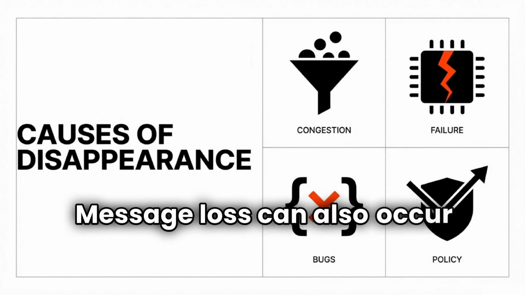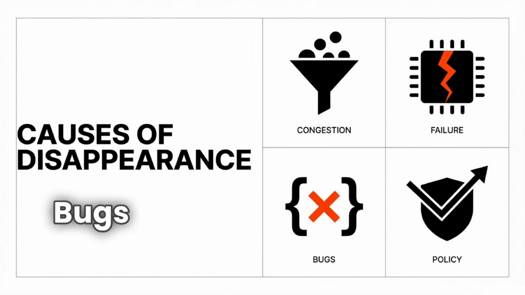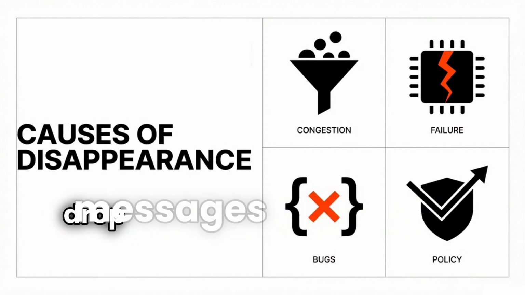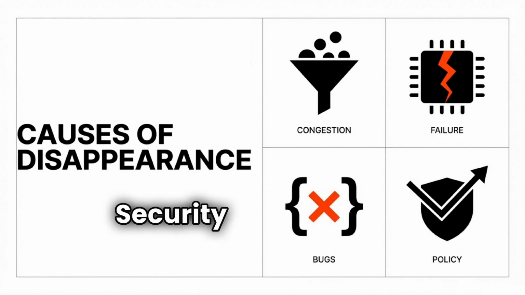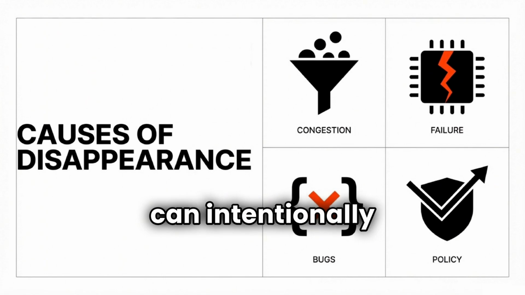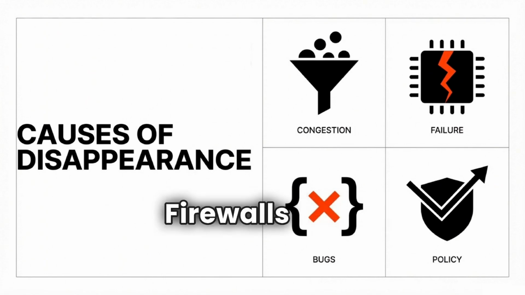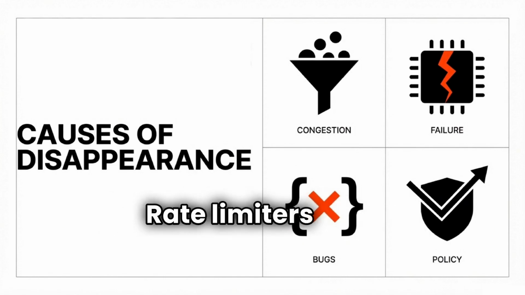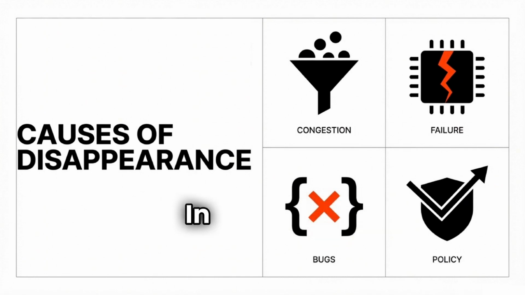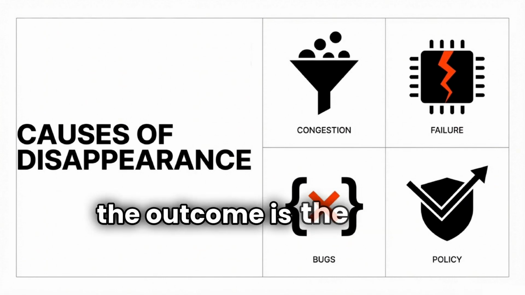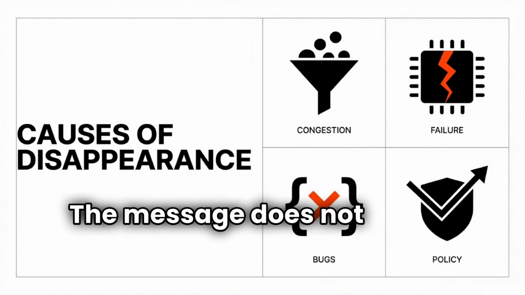Message loss can also occur due to software errors. Bugs in network stacks can drop messages unexpectedly. Security mechanisms can intentionally cause message loss. Firewalls may discard messages that violate policy. Rate limiters may drop excess traffic. In all cases, the outcome is the same. The message does not arrive.